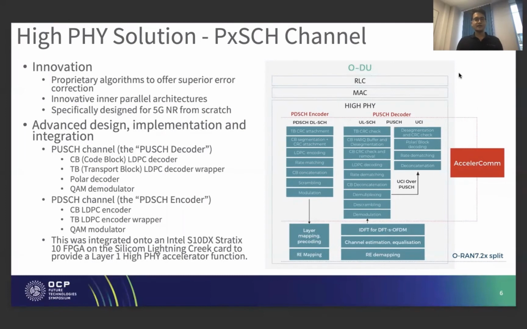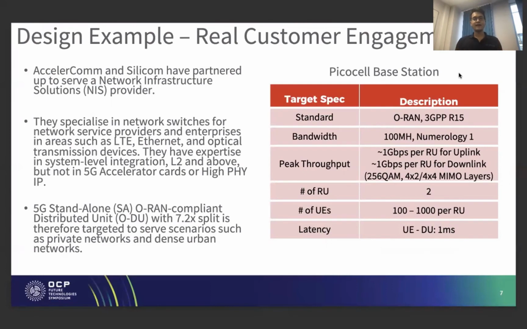We have PUSCH channel, which comprises CB LDPC decode, TB LDPC decode wrapper, polar decode, and also QAM demodulator. On the other hand, we have PDSCH channel, which comprises CB LDPC encode, TB LDPC encode wrapper, and QAM modulator. Now, we have found a customer who is interested in our PXSCH channel IP products. This is why we have partnered with Silicom to serve one of the network infrastructure solutions providers.